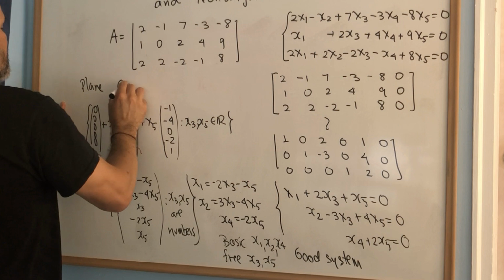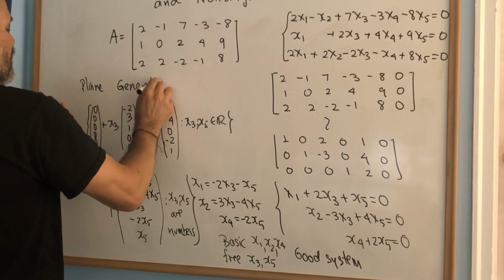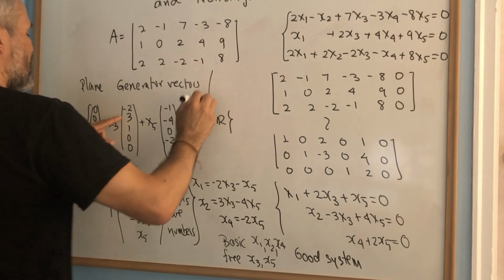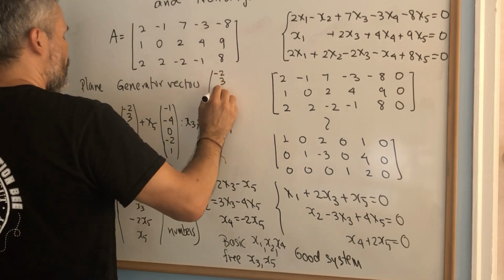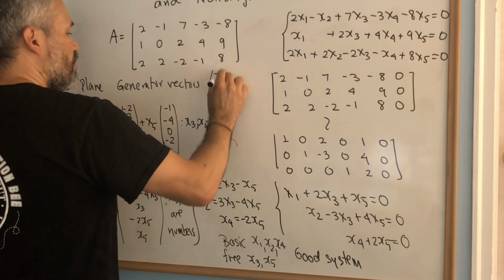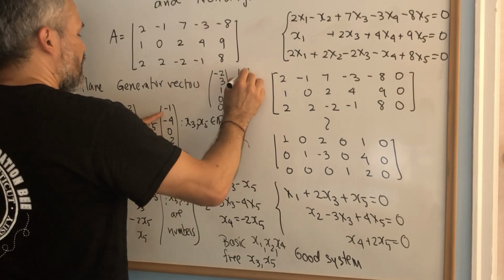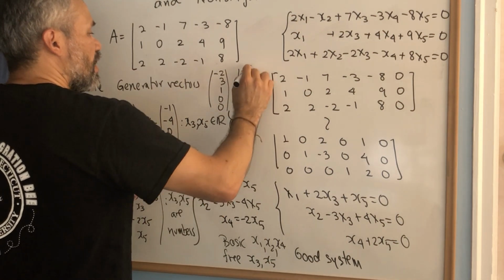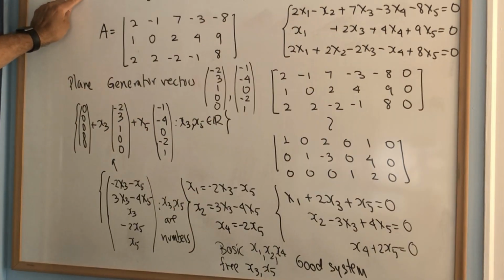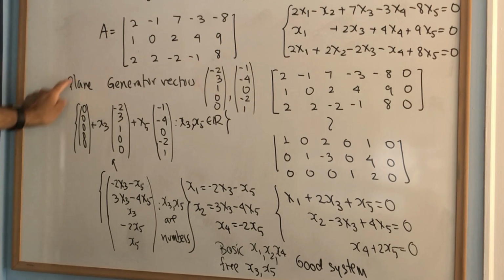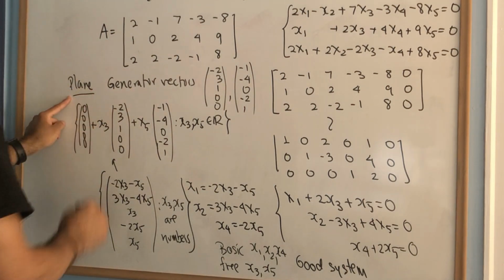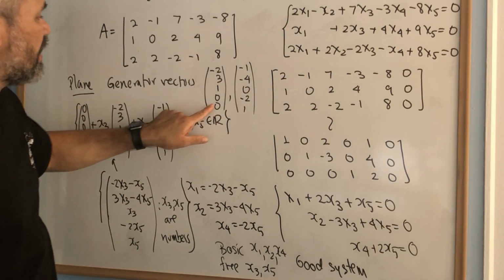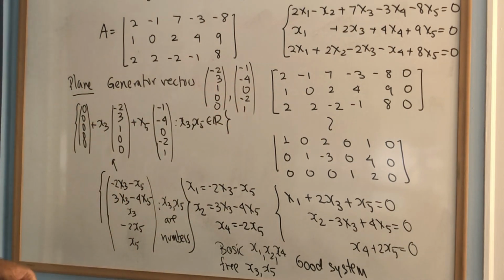and the generator vectors are the vectors negative 2, 3, 1, 0, 0, and the vector negative 1, negative 4, 0, negative 2, and 1. Notice that in this case, the null space of this matrix is geometrically a plane, and it has infinitely many vectors, and that plane is generated by these two vectors.